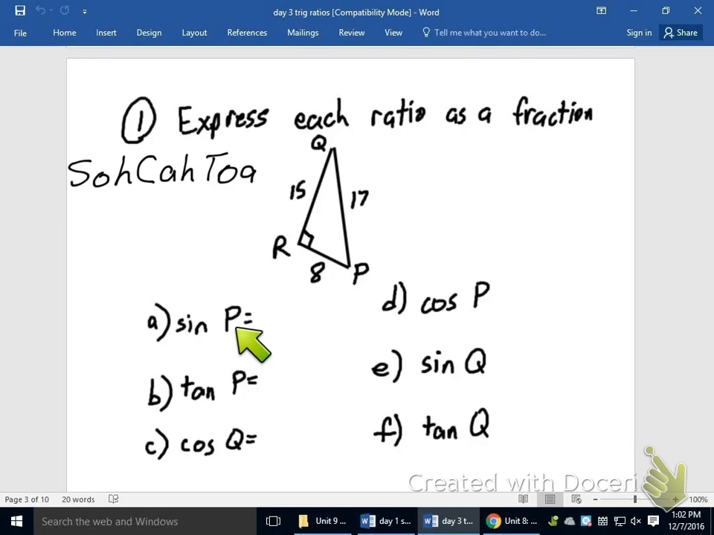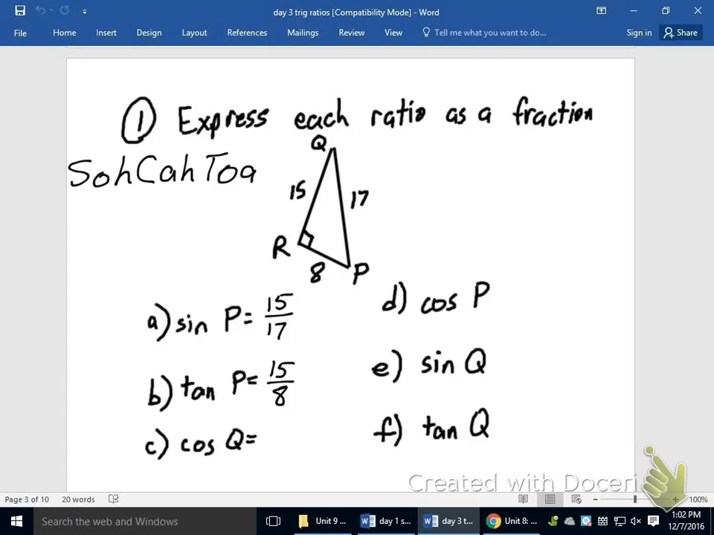So, sine of P. If I refer to angle P, the opposite leg is 15, the hypotenuse is 17. I referred to those because sine is opposite over hypotenuse. So my answer is 15 over 17. Next, I'm going to do the tangent of P. If I refer to my little cheat here, tangent is opposite over adjacent. So if I go to P, opposite is 15. Adjacent is 8, so 15 over 8.